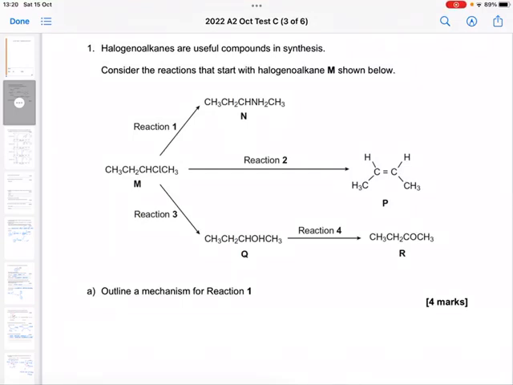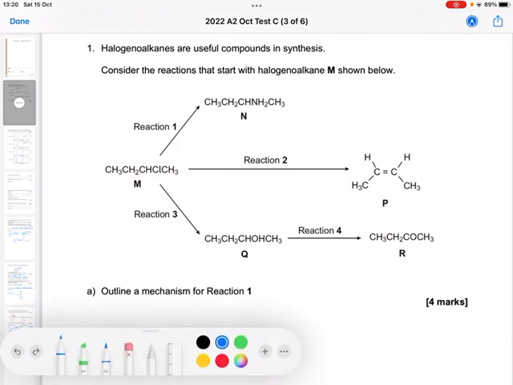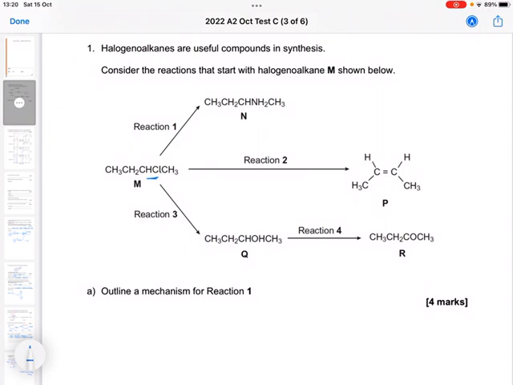Halogenoalkanes are useful compounds in synthesis. Consider the reactions that start with the halogenoalkane M shown below. Outline a mechanism for reaction 1. Okay, so reaction 1 starts from a halogenoalkane and it makes an amine. So this is going to be the reaction with ammonia.